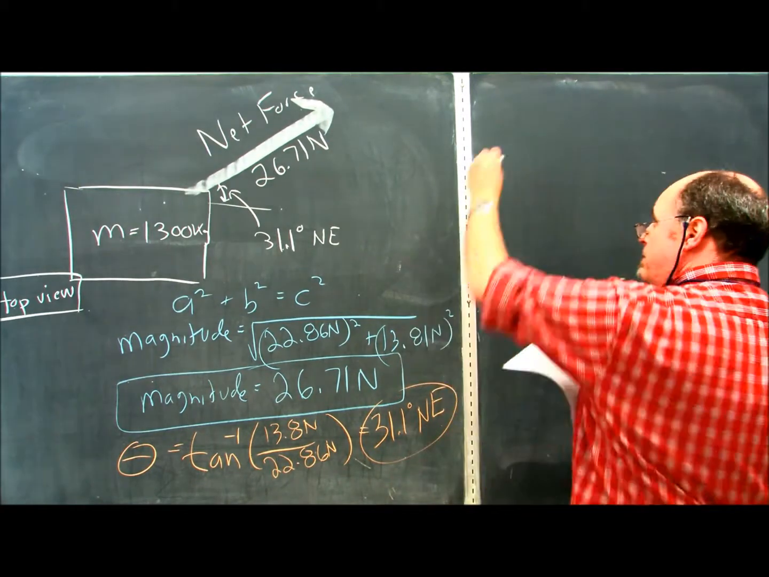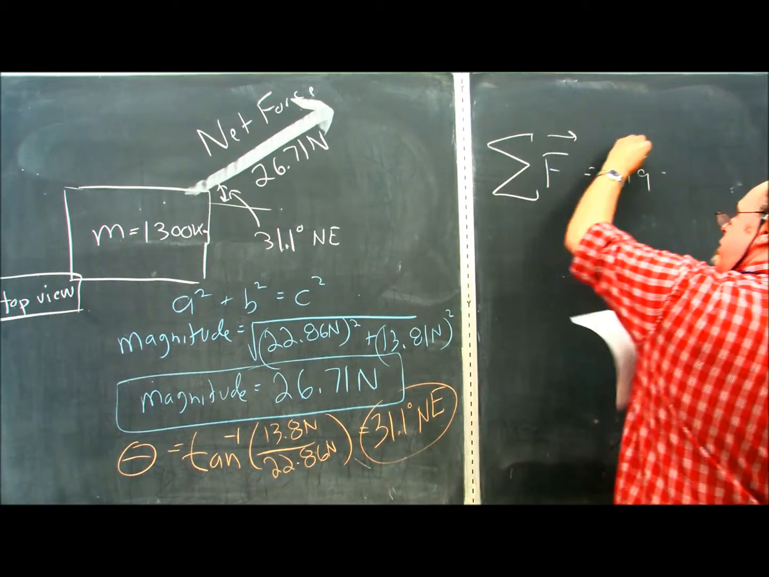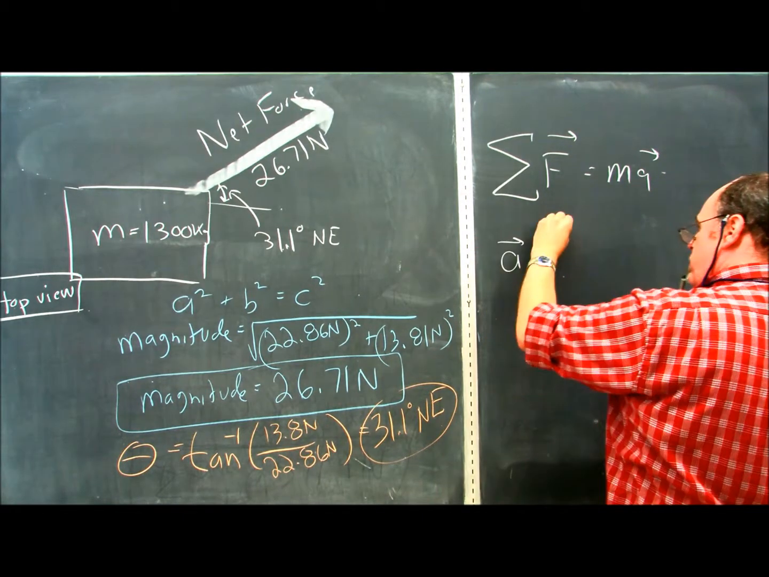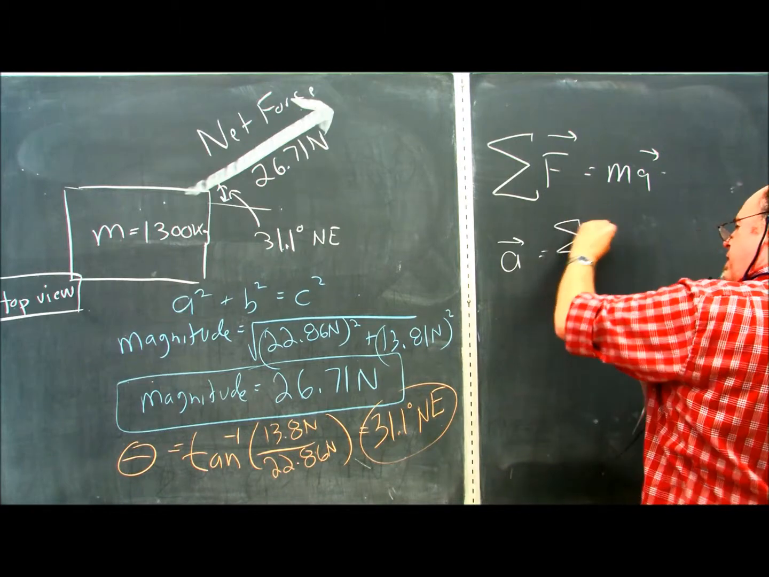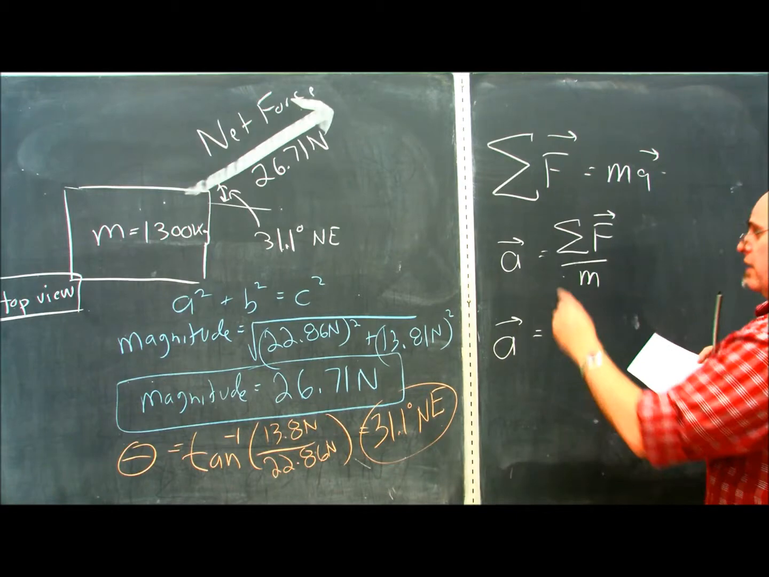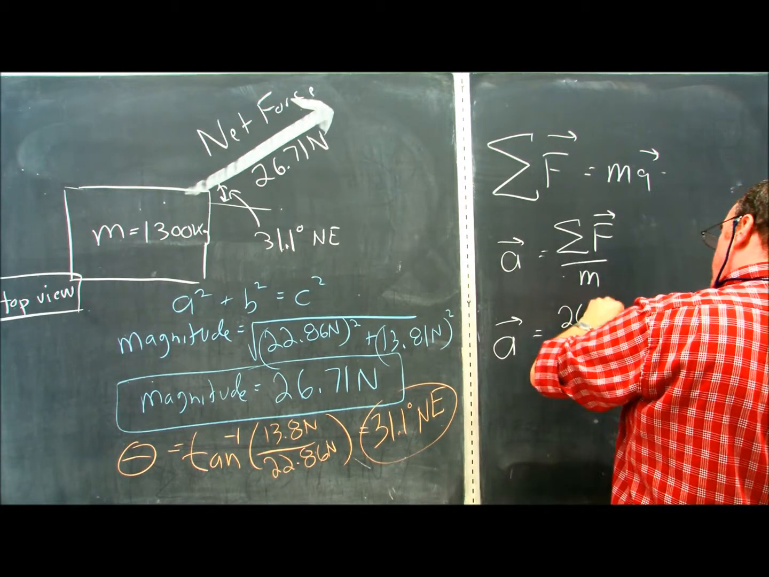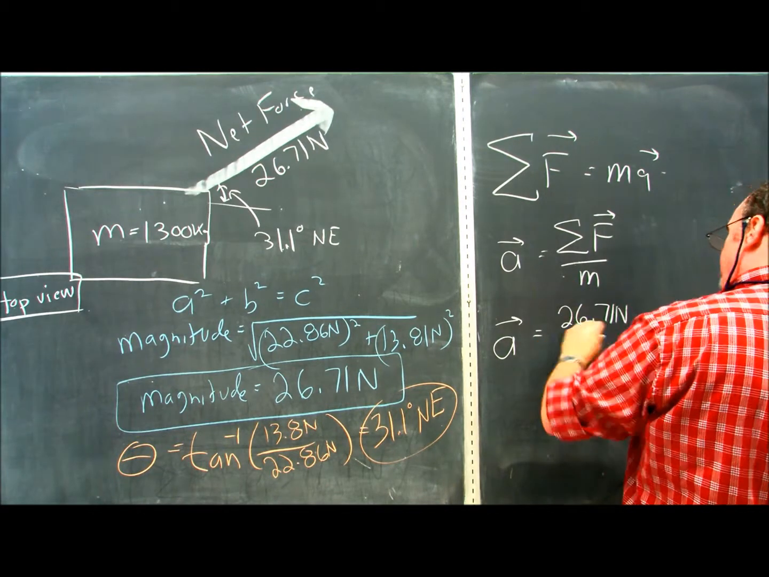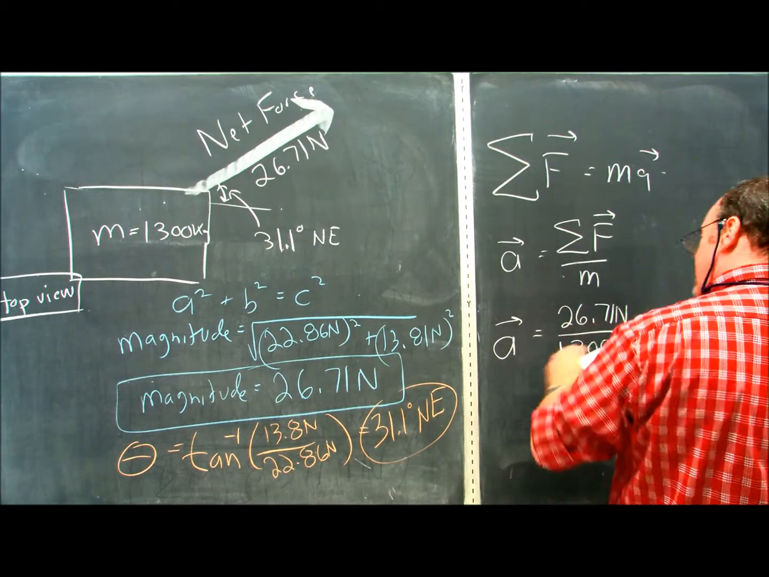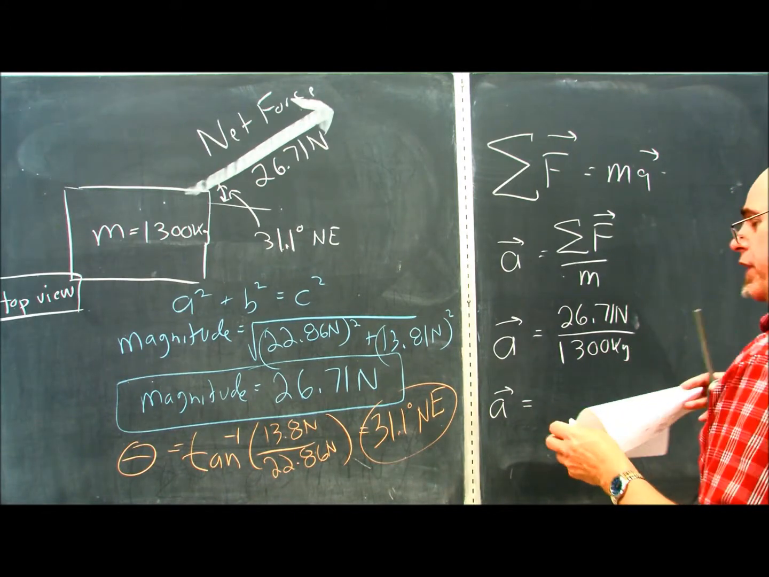And the acceleration formula is basically the sum of all these forces equals ma. This is a vector and this is a vector. So if I rearrange it, it comes out to be a equals the sum of all the forces over m. And in this particular case, we just found it, the net force. So it's 26.71 newtons divided by the mass, it's 1,300 kilograms. So A is going to come out to be 0.021.